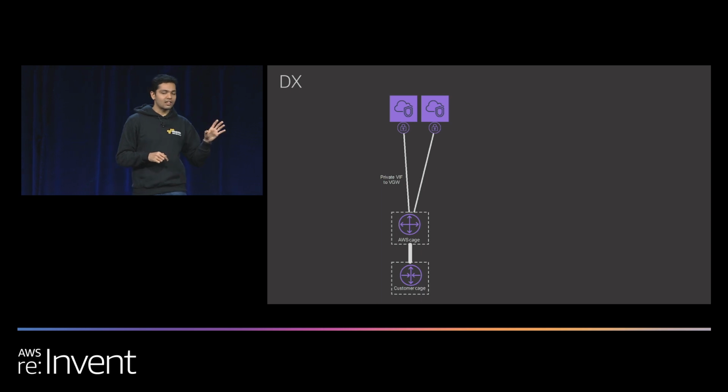While VPN is a great option to get started, it's over the internet and might not be suitable for certain production traffic. Hence, many customers choose AWS Direct Connect, which provides high bandwidth, dedicated fiber connectivity between customer data center and AWS. Now, you can configure multiple private virtual interfaces on a physical Direct Connect and terminate them on VGW, which gets attached to individual VPCs.